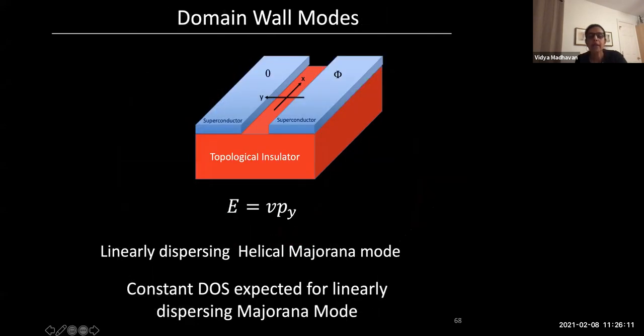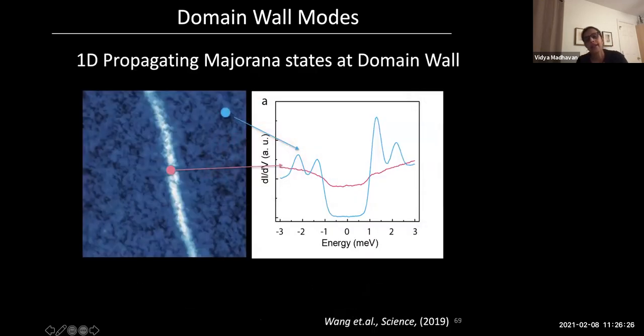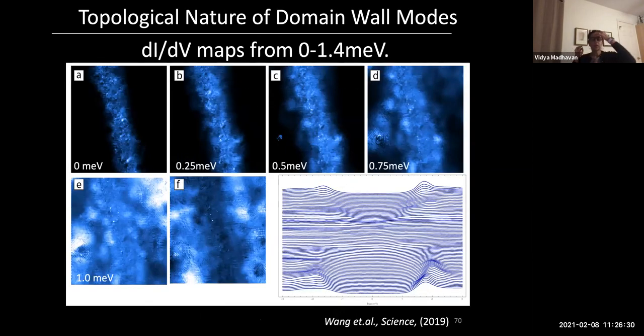And if you ask the question, if you have these linearly dispersing states, so E is proportional to momentum, and in 1D, what is the density of states of these linearly dispersing states? You expect to get constant density of states. And that's what we think we're seeing here. And then we can, of course, do a little more than that. We can take density of states maps.